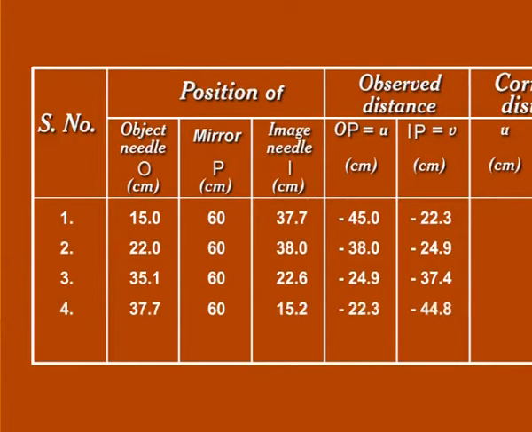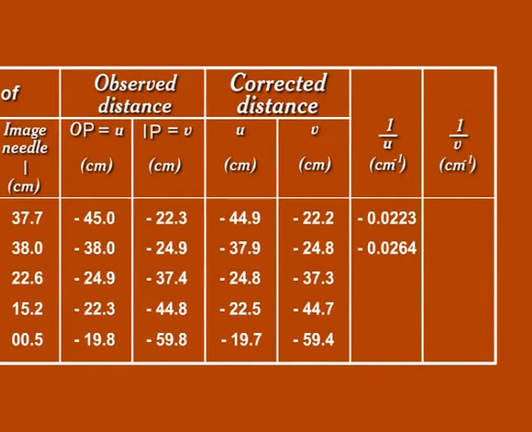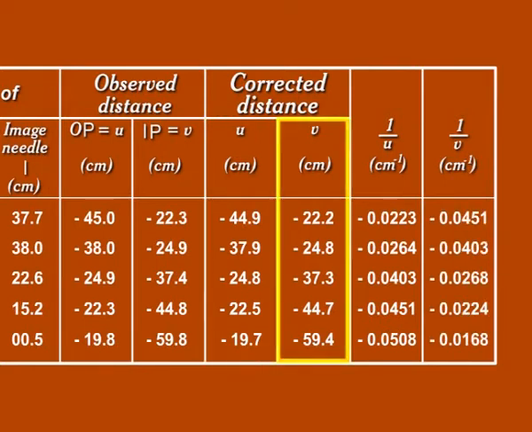Give a careful watch. After entering the positions of the object needle, image needle, and the mirror, calculate the respective object distances U and the image distances V for each set of readings, and then calculate their corresponding reciprocals. Please note that the values of U, V, and their respective reciprocals have negative signs according to the sign conventions.